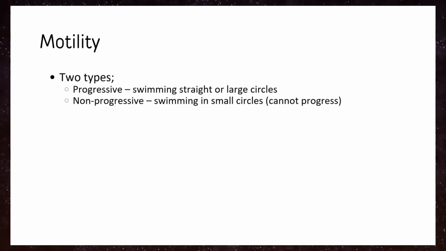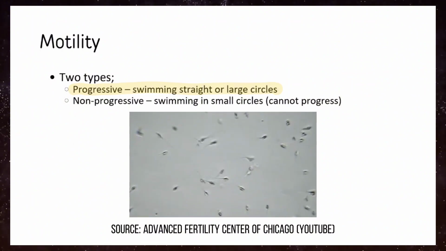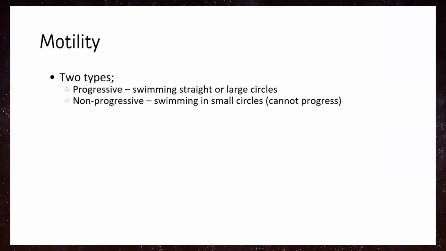When we talk about the motility of sperm, there are 2 types: progressive, in which the spermatocytes are swimming in a straight line or a large circle, and non-progressive, where the spermatocytes are swimming in small circles. This is important as the progressive sperm are the ones that have a higher chance of fertilizing an ovum.